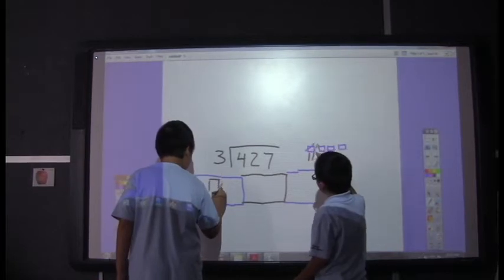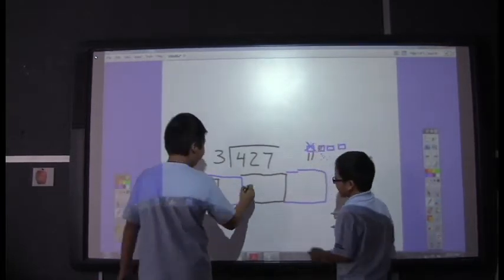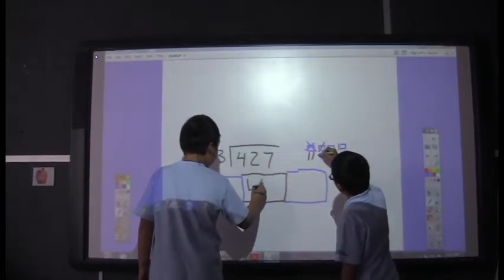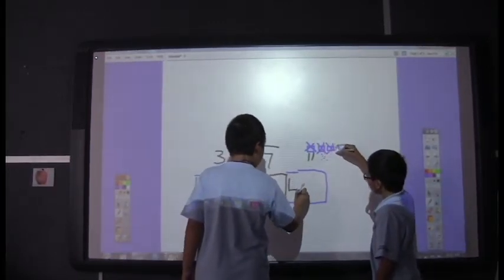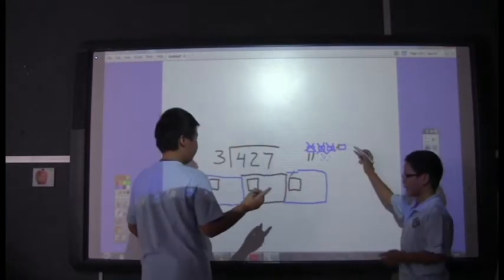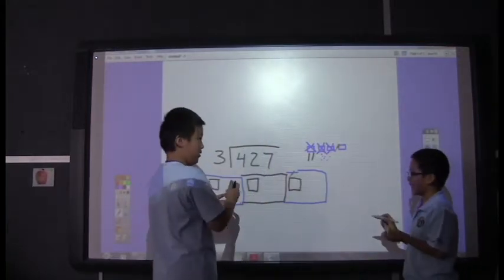I'll cross this one out. Teamwork, yay! One box in there, and I'll cross this one out. And one box in here. But there's one box left. So we have to break it into tens.